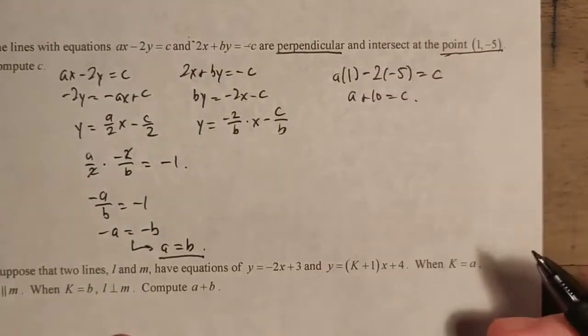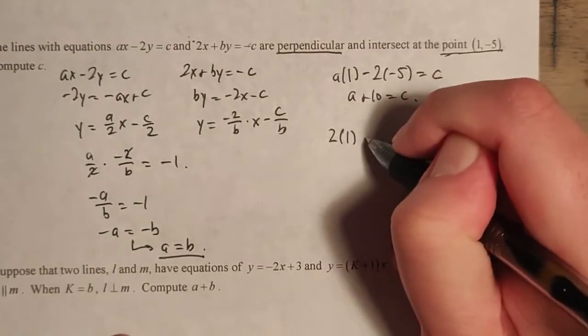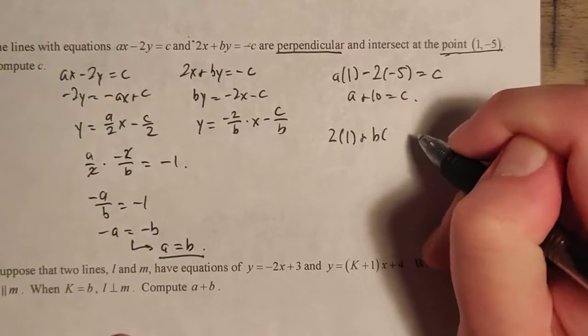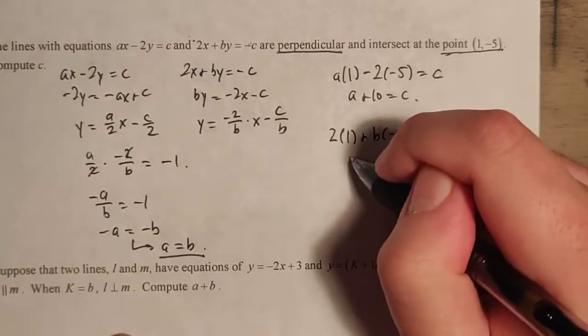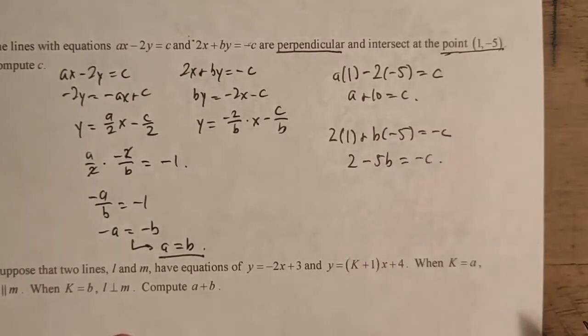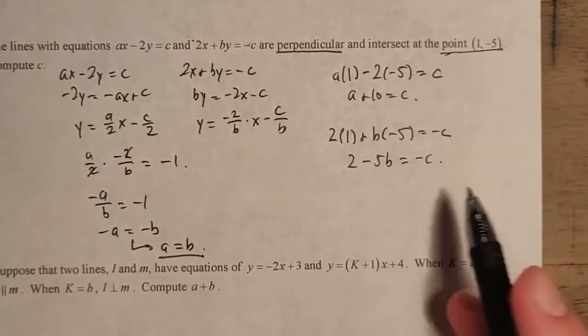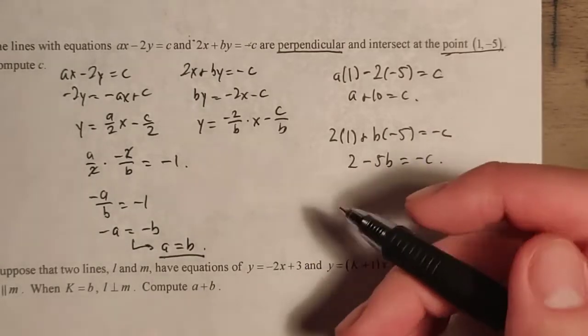That's a useful bit of information. And then from the other one, we have 2 times 1 plus b times negative 5 equals negative c. So you get 2 minus 5b equals negative c as well. Okay? So note that in this situation, we now have two equations here. We also know that a is equal to b. So now I can put this all together here.